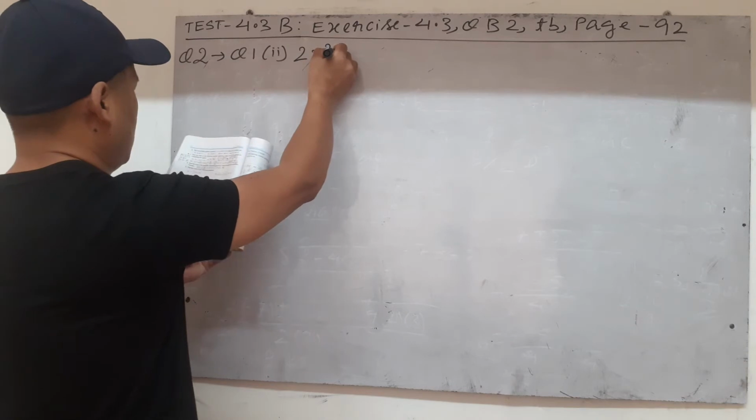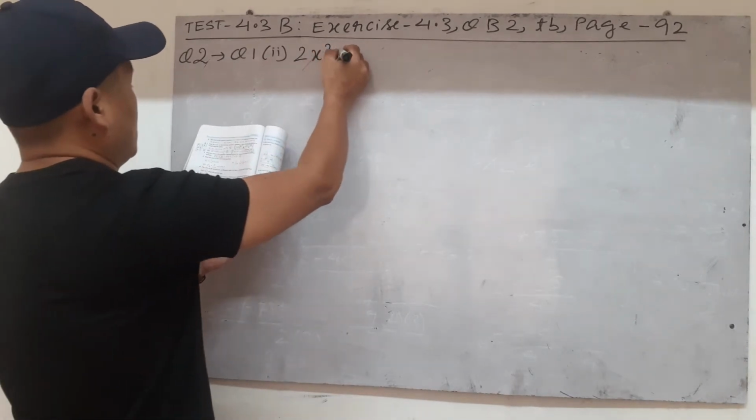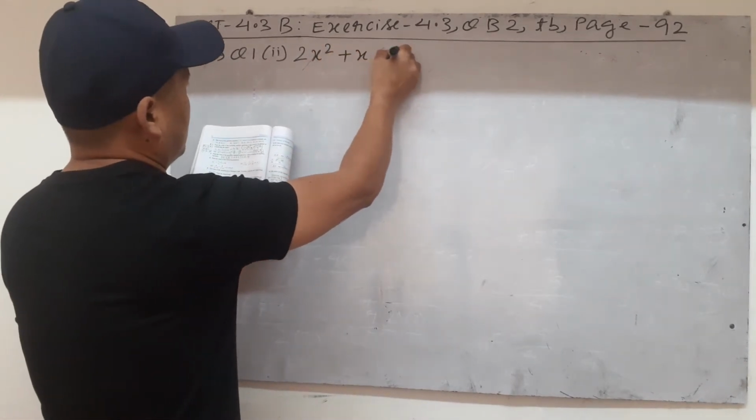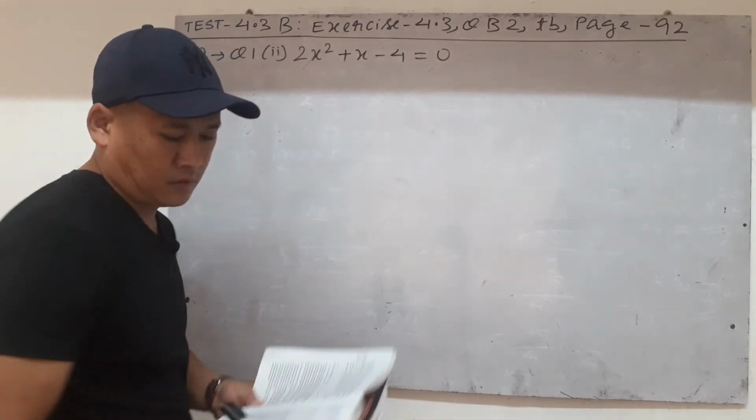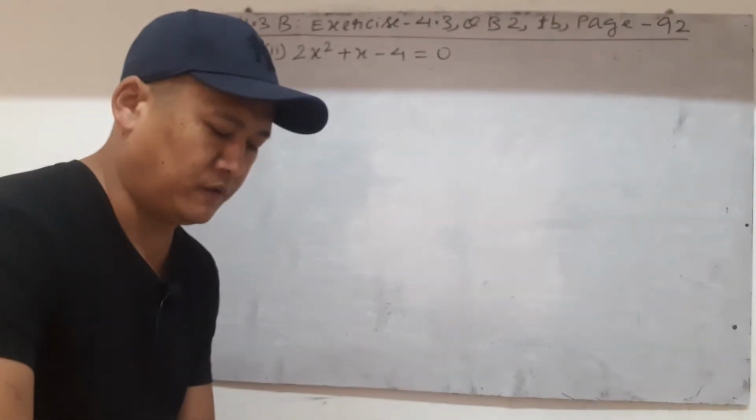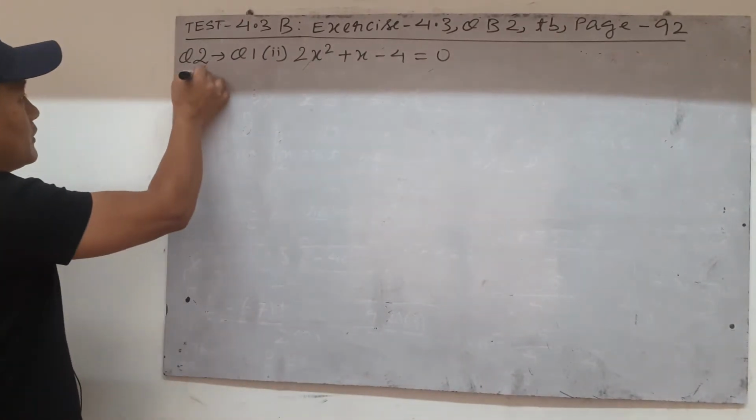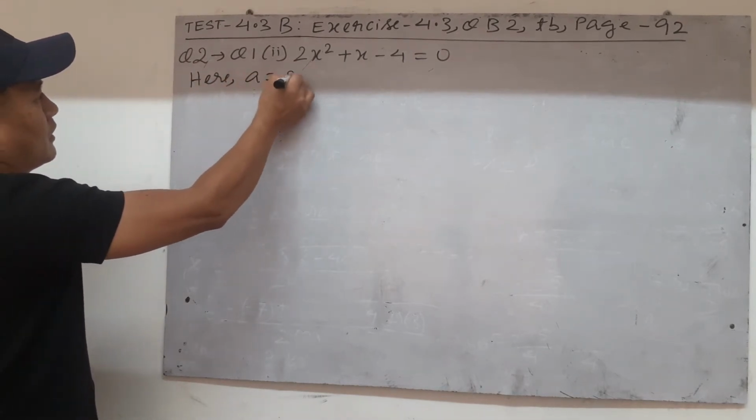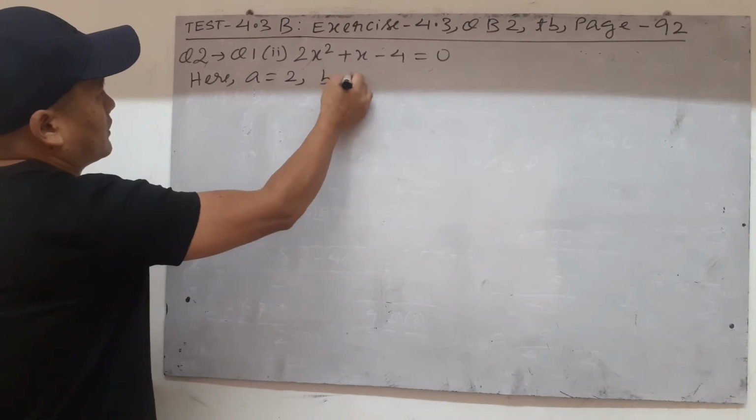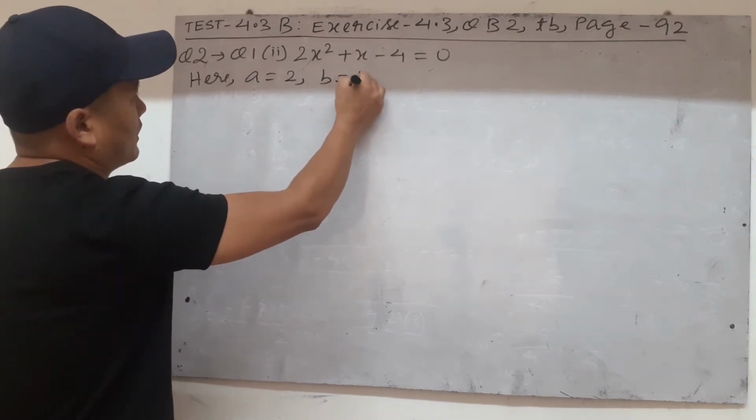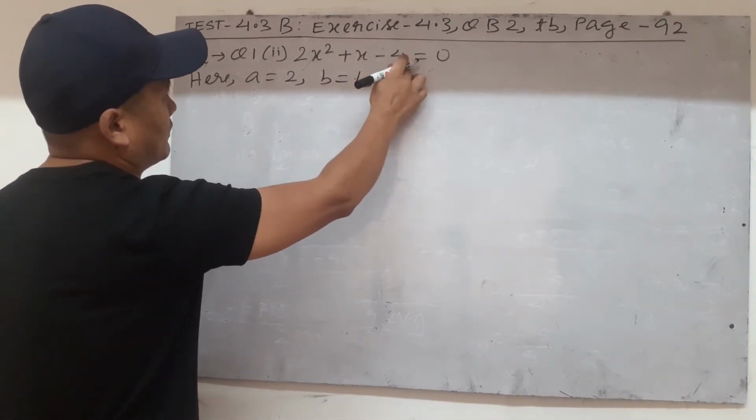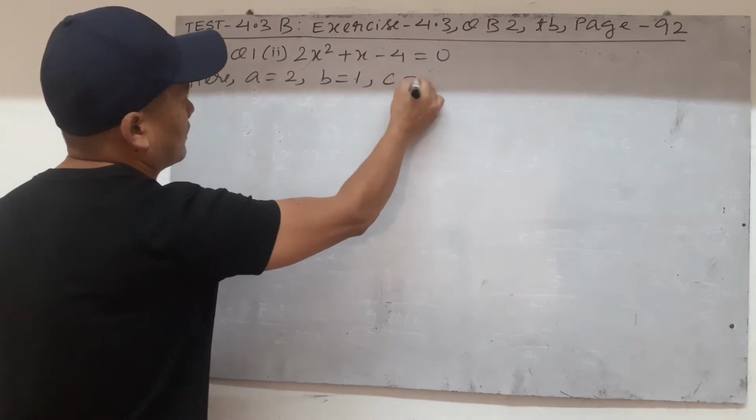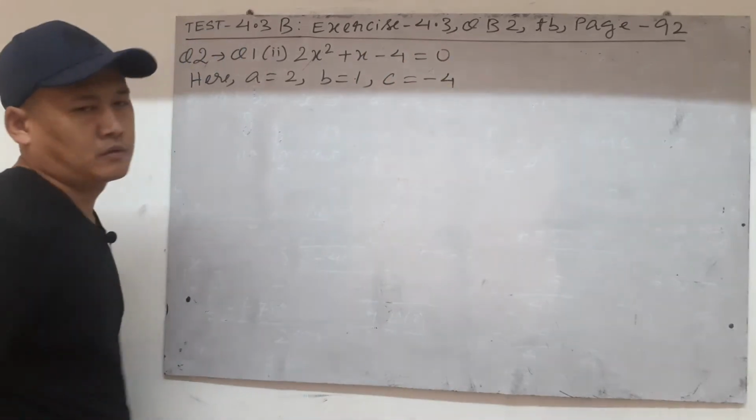2x squared plus x minus 4 equal to 0. As we have been doing in the previous one also, we first have to find out the coefficient of x squared, which is a, plus 2. The coefficient of x, which has no number in front, means plus 1. And c is the term having no x squared or x, which is clearly minus 4.